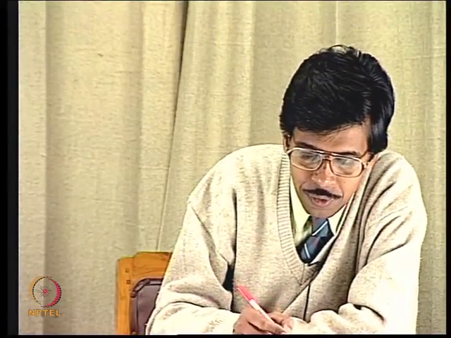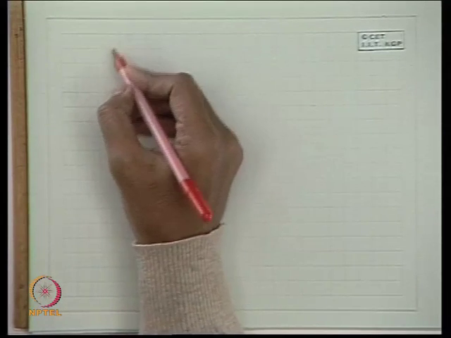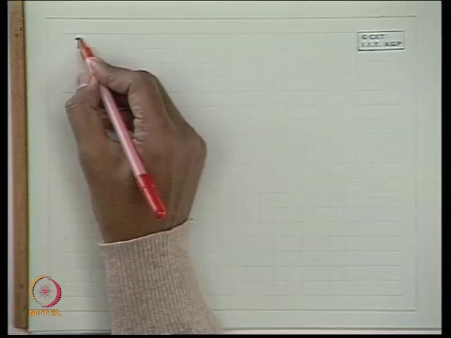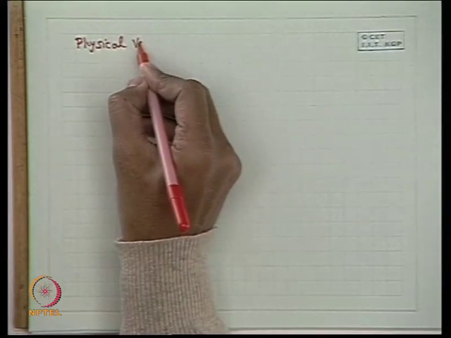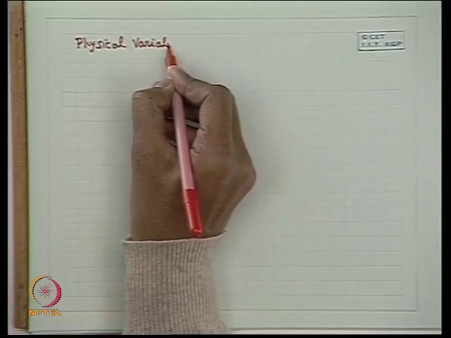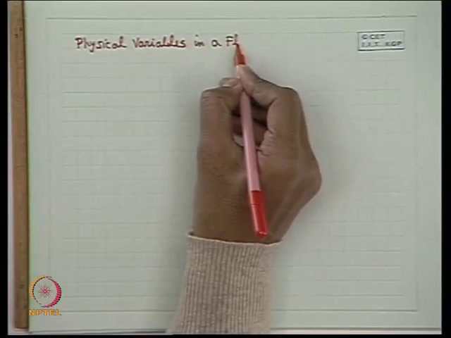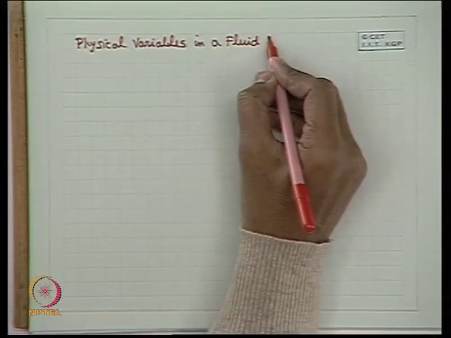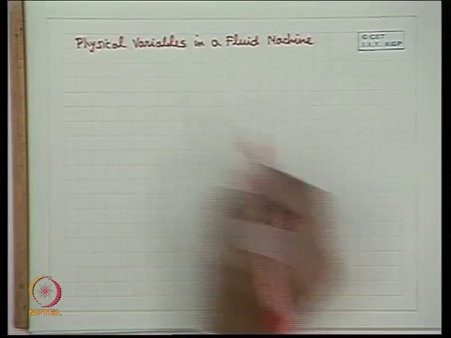Now, if we apply the same physical principle to fluid machines, we will have to recognize first the variables. So, we have to first find out the physical variables describing the problem of a fluid machine.